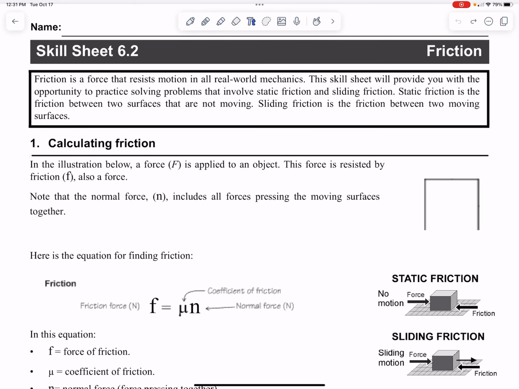Welcome back to our video tutorial. In this one, we're going to look at the solutions for Skill Sheet 6.2, friction. Please remember to pause and rewind the video as needed.